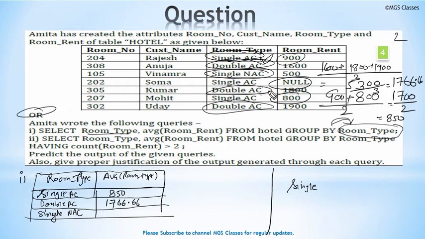1766.66. Now single NAC is only one row, so its average will be that value only. So 500 will come here only directly. Now we will predict the output for the second query.